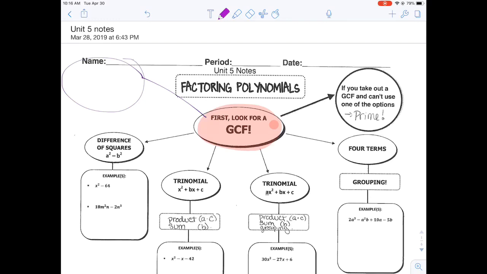Hello everyone. So right now we're going to look at some factoring that includes trinomials, but they're special types of trinomials. So we're still going to be looking at trinomials that fall into the categories x squared plus bx plus c or ax squared plus bx plus c.